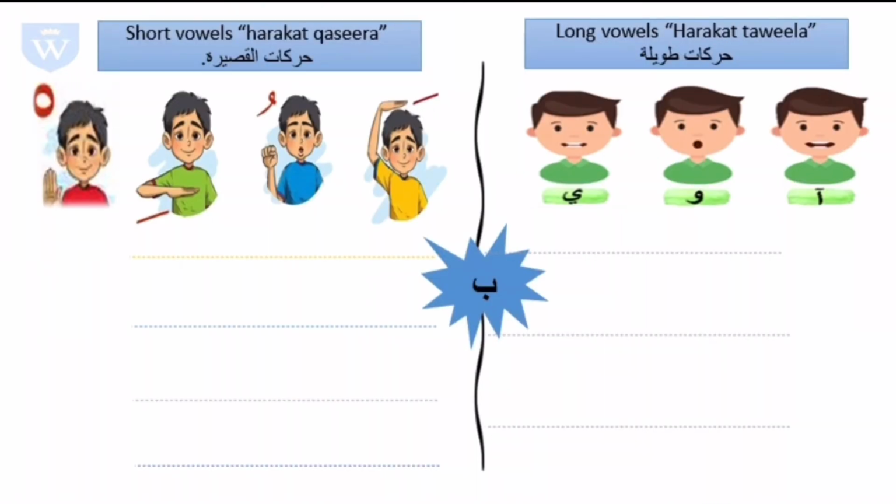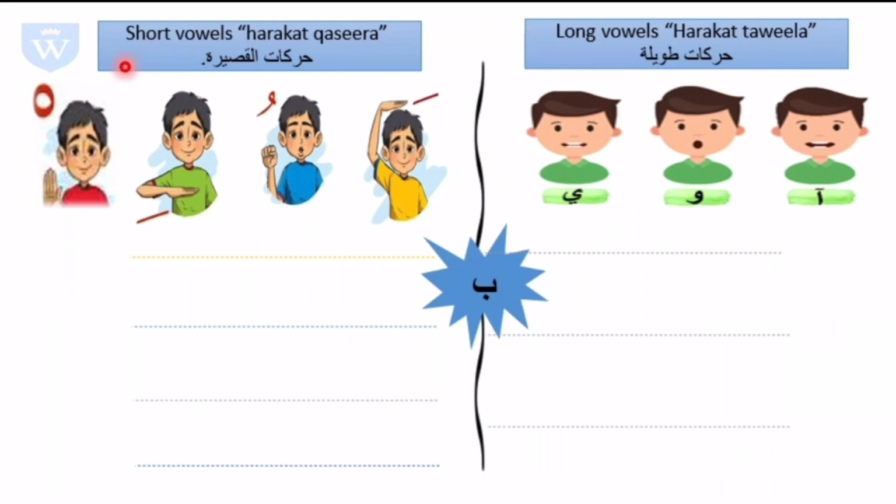Short and long vowels. It's so important for your child to be able to differentiate between short and long vowels. Short vowels in Arabic means حركات قصيرة. And long vowels are called حركات طويلة. Now I'm going to start with الحركات القصيرة, short vowels.